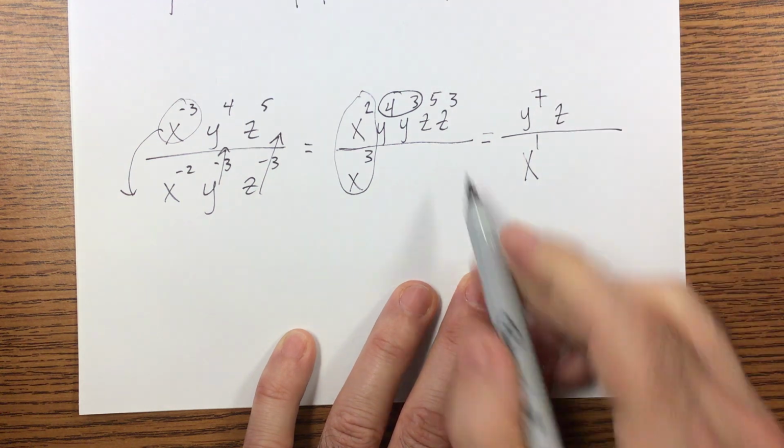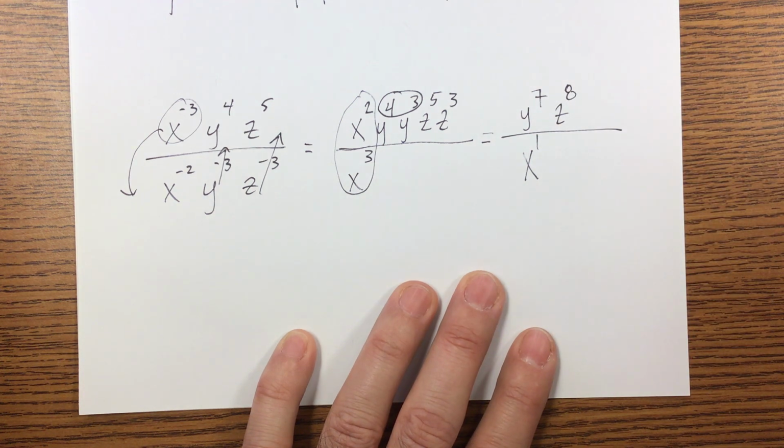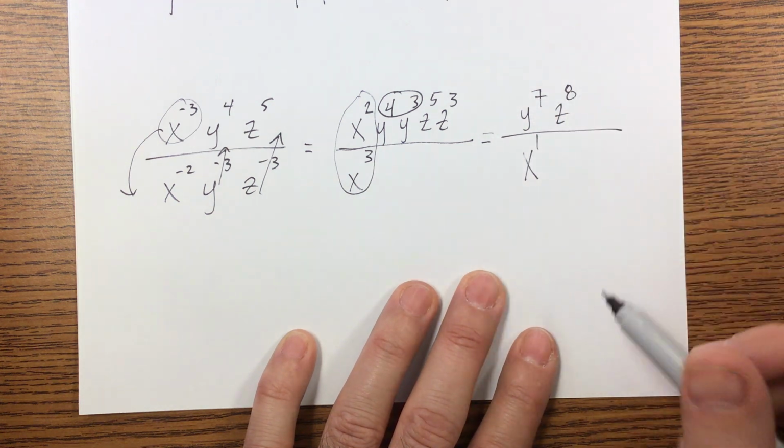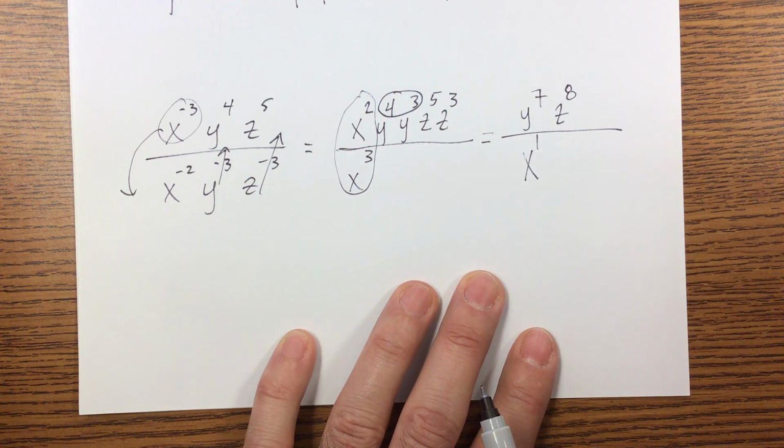Same thing with our z's. What should we do with this 5 and this 3? We should add them up. I don't think we can simplify anymore. I think we got all the x's where they need to be, y's and z's. All right, let's look at the next page.